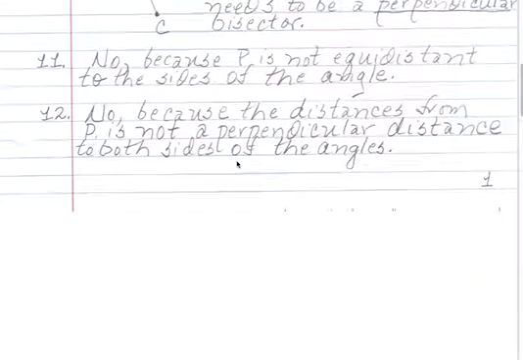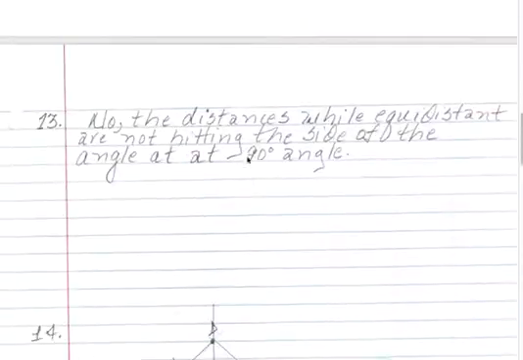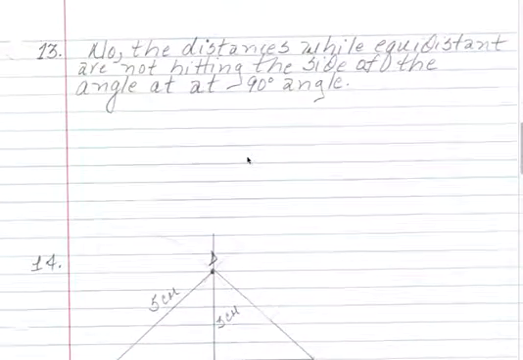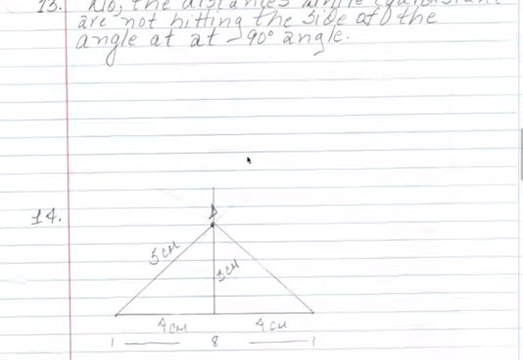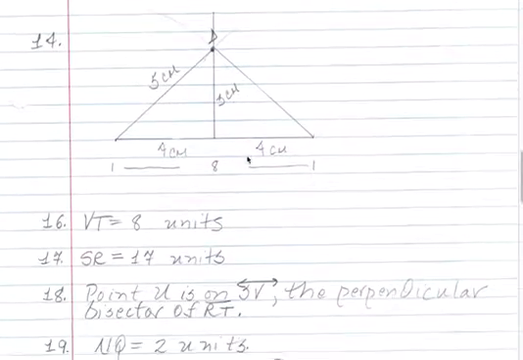Number 12. No, again, because you only know about one of the distances being at a 90-degree angle, but you don't know the other one is, even though it is equidistant. But it could be on a slant or something like that. So it's not. The distances aren't the same. All right, number 13. Again, no, the distances, while they're equidistant, they're not hitting the side of the angle at a 90-degree angle.